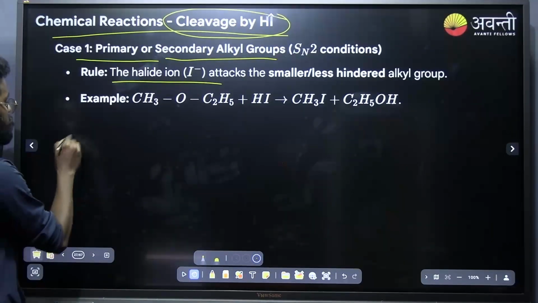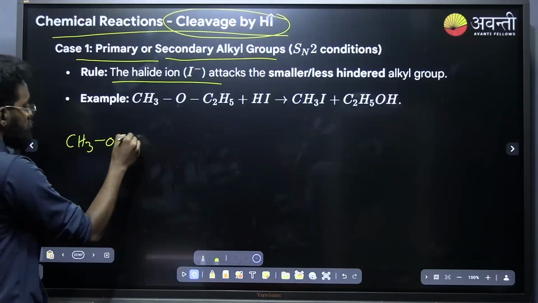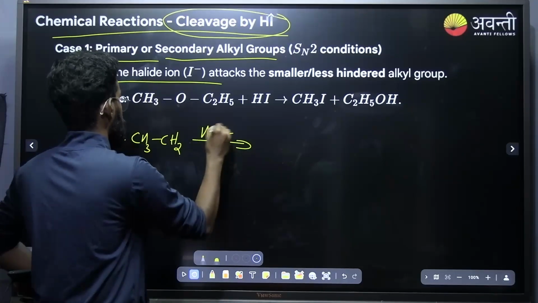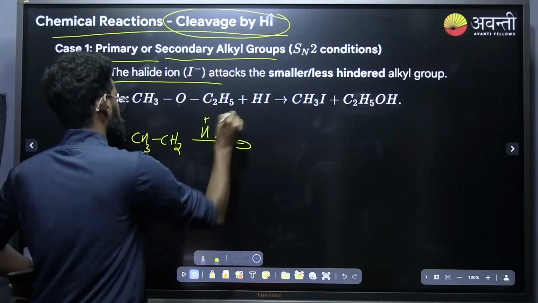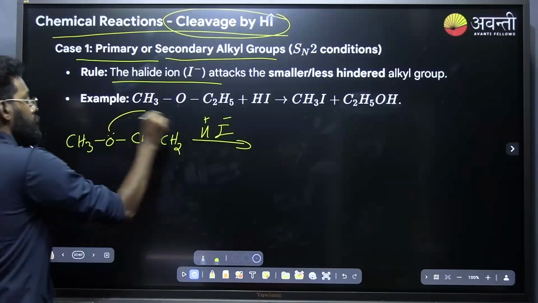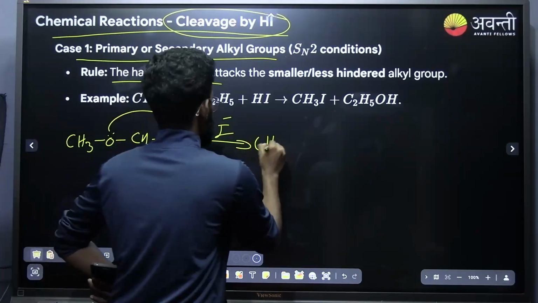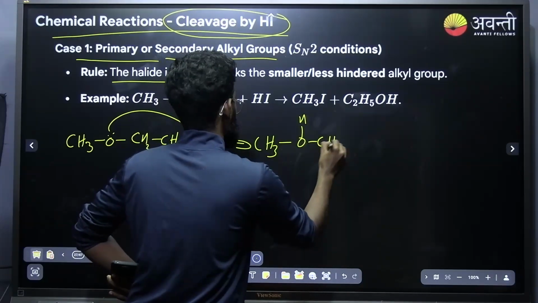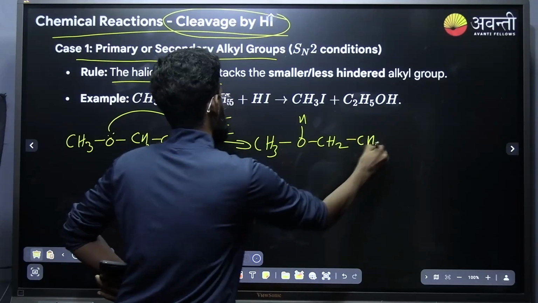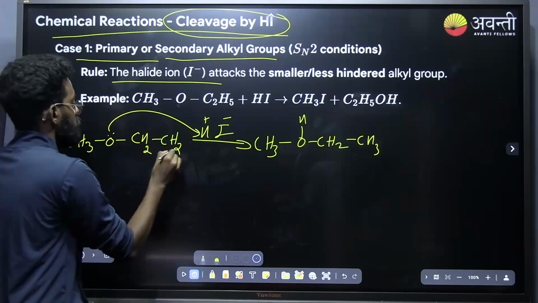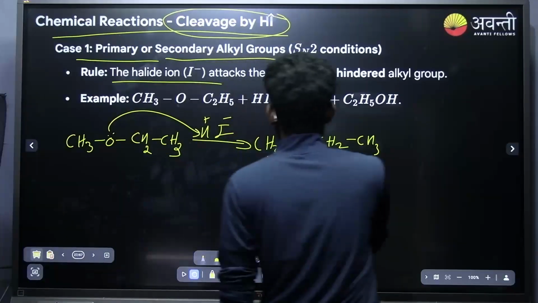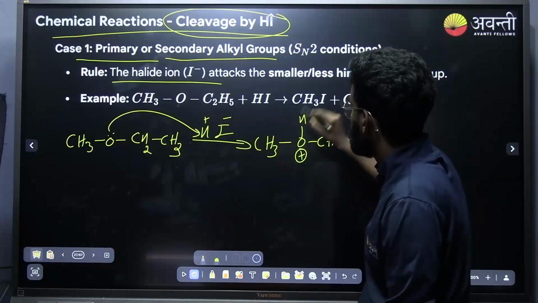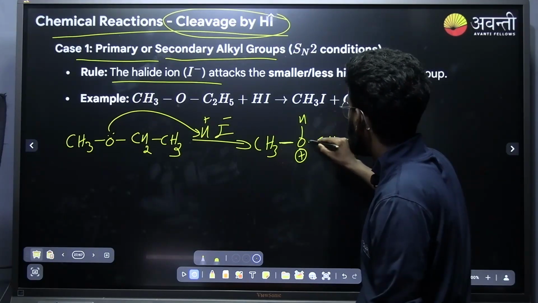Suppose I am taking CH3O CH3 CH2. This one is treated with hydrogen iodide. You know that there is a proton H plus here, I minus here. The lone pair will be attacking on the proton, resulting in a protonated ether, CH3 OH CH2 CH3. Now there will be a positive charge here. Now to stabilize this positive charge, what is going to happen? The cleavage can take place either from here or from the second bond.